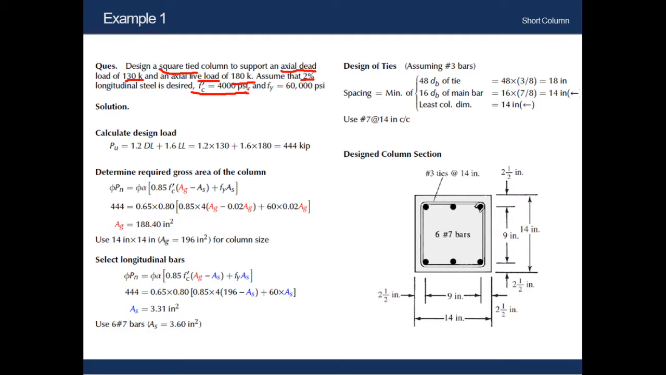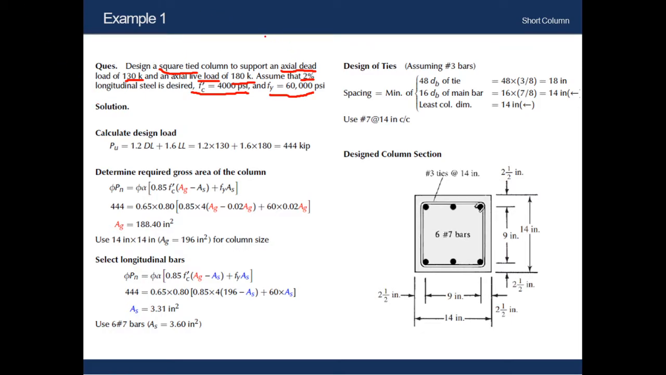and the compressive strength of concrete is given as 4000 psi. We know that 4000 psi means 4 ksi, and the value of yield strength of steel is given as 60,000 psi. That means here we have been asked to use grade 60 bar. 60,000 psi means 60 ksi. We know in order to convert from psi to ksi, we need to divide it by 1000.